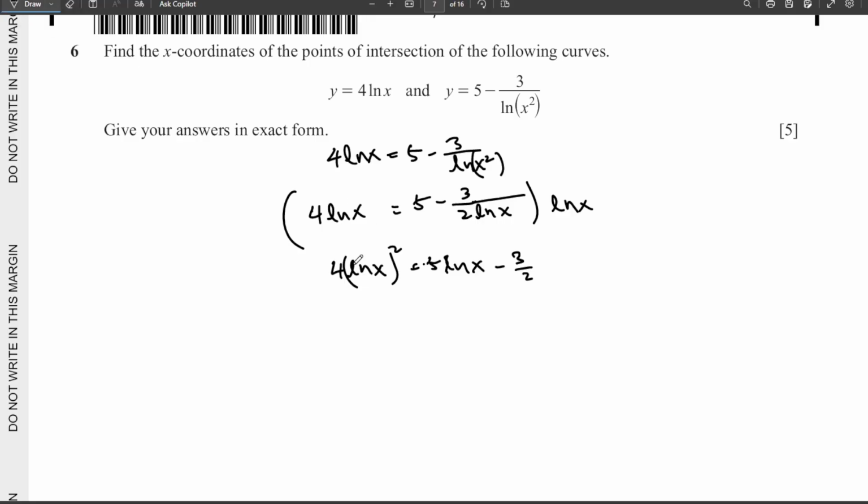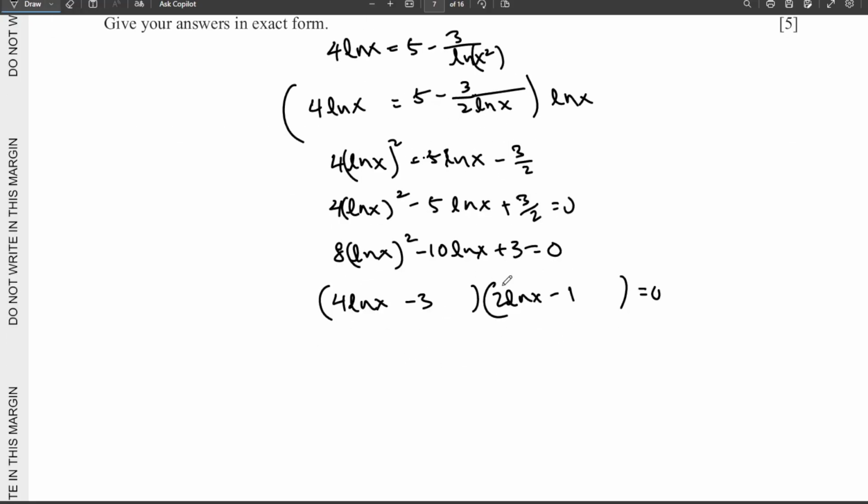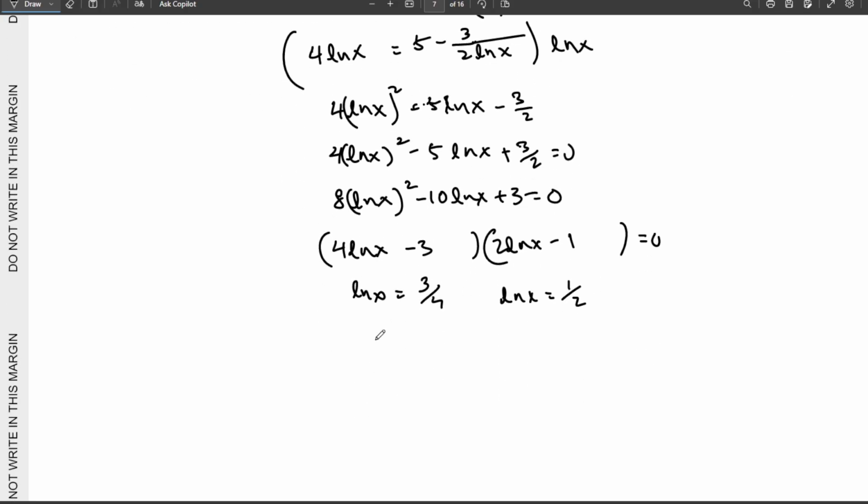Instead, we need to treat this as a quadratic equation in terms of ln x. Given after factorization, you should be able to get two cases for ln x. Then they want answers in exact form, so we just need to raise both sides to the power of e. Okay, remember, ln is just a log base of e.